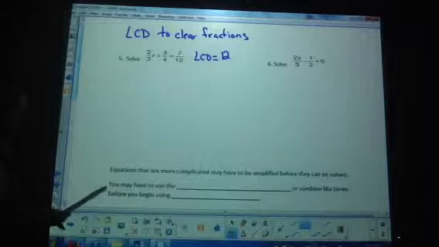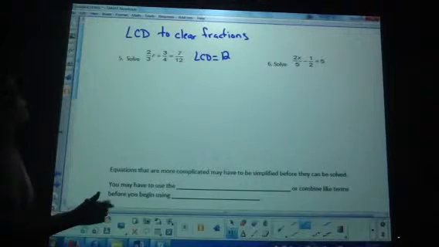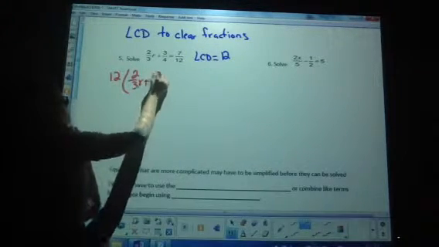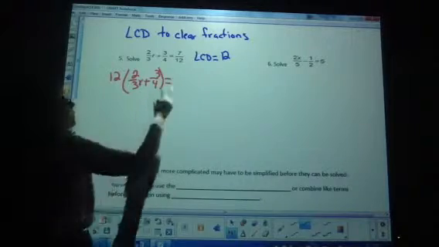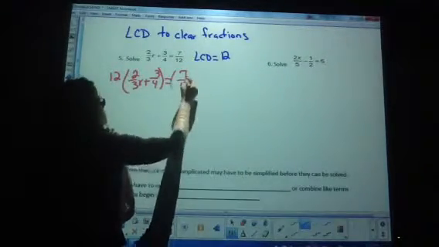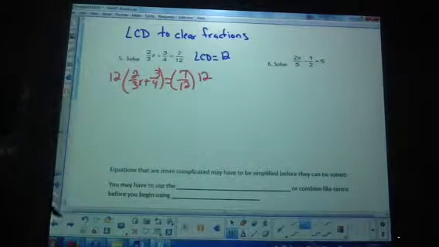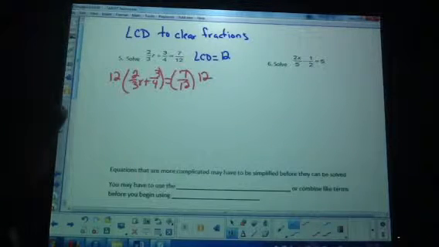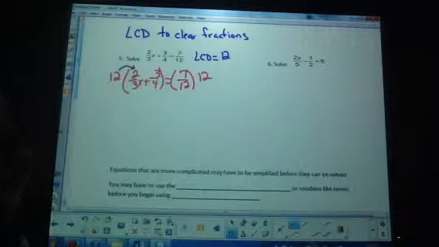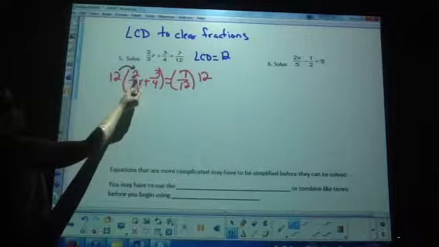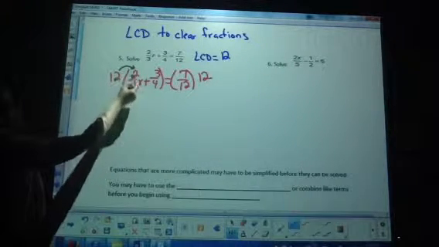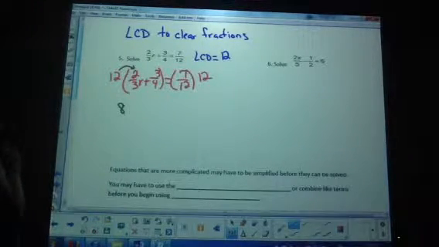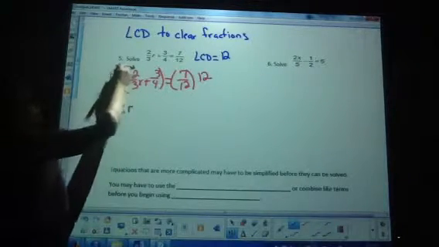All right, so if our LCD is going to be 12, what we do is we take 12 and we multiply the left side, and then we multiply the right side. So guys, I want you to put your pencils down and I want you to watch me do this. Okay? All right. So I have to distribute here. Okay? So I have 12 times 2, which is 24 over 3. Well, what's 24 divided by 3? 8. Okay, bring down your R.